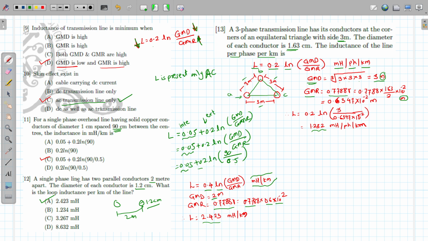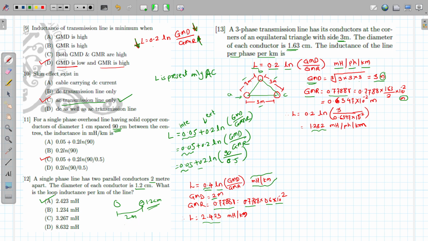And a single phase line has two parallel conductors 2 meter apart. The diameter of each conductor is 1.2 centimeter. Calculate the loop inductance. So we have to calculate the loop inductance, means for phase and neutral both. So we have to multiply it by 0.4: 0.4 ln GMD by GMR millihenry per kilometer.